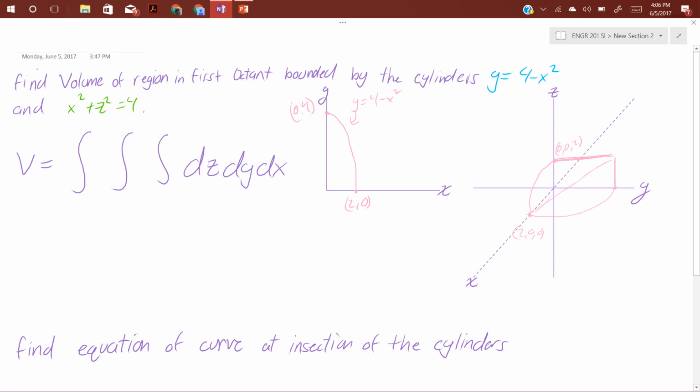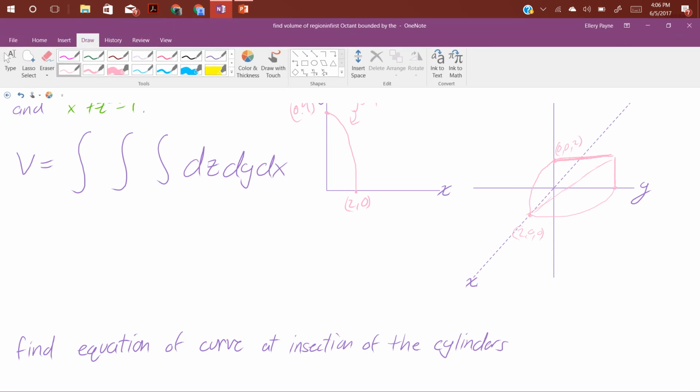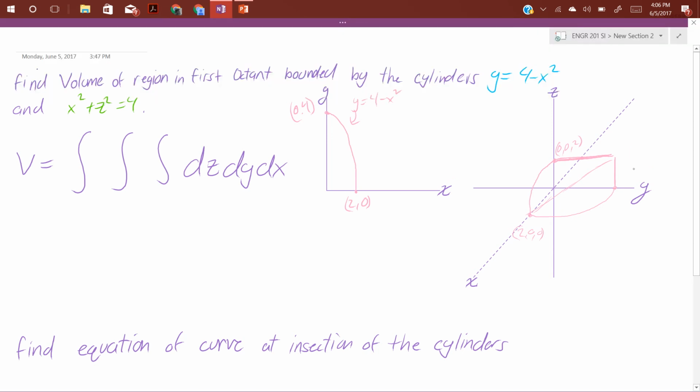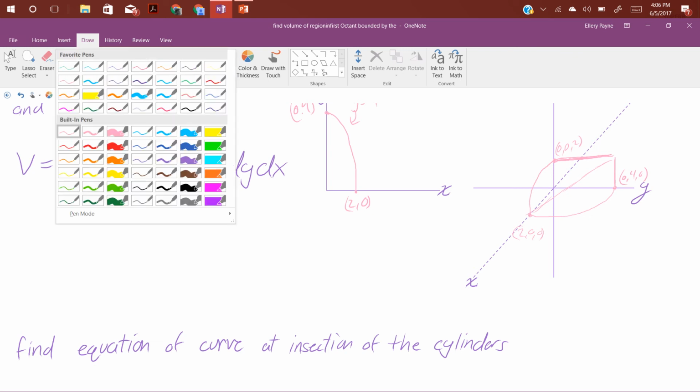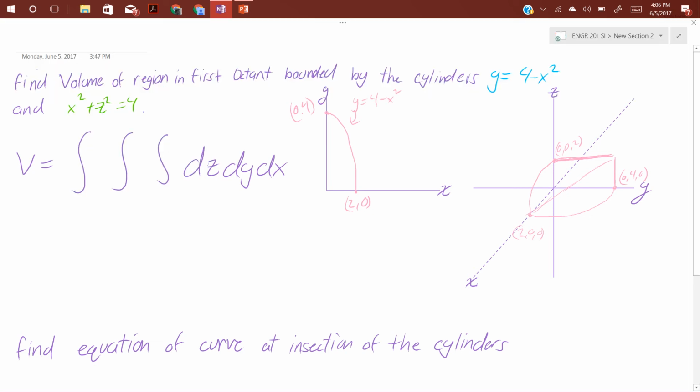Then I'm going to better show all the different points and what this thing looks like. This point here is 0, 4, 0. I'm going to color the planes with the color that I made the equations. So for the blue, y equals 4 minus x squared, this is this plane.